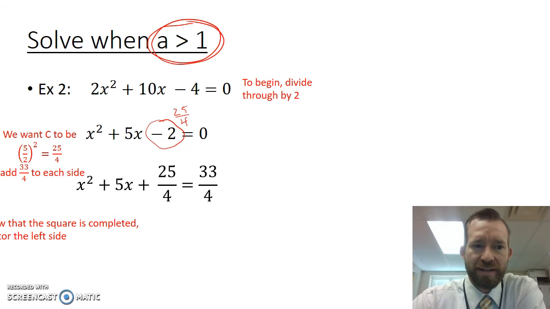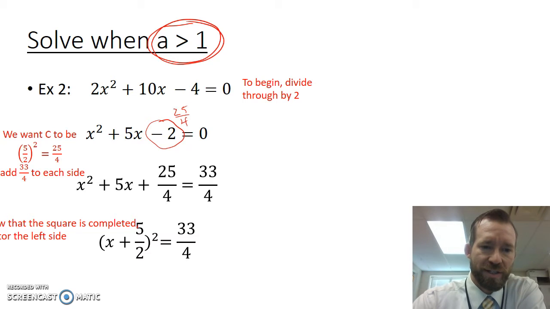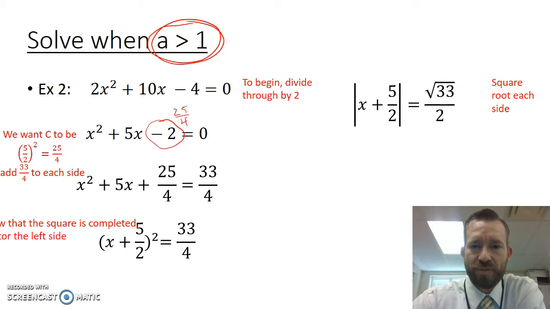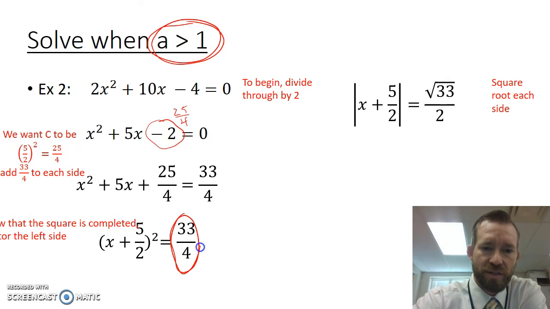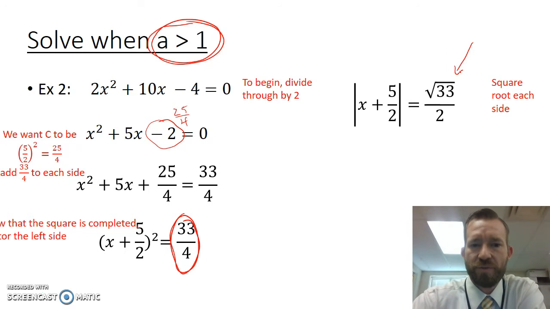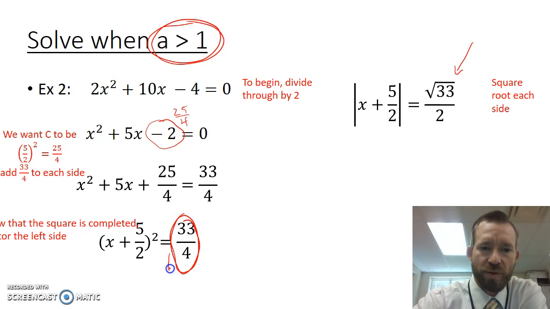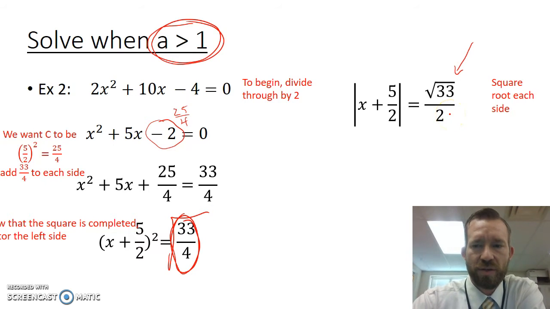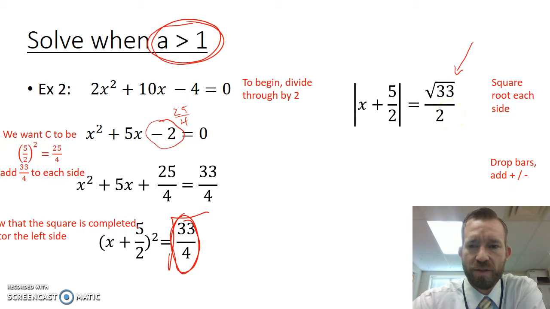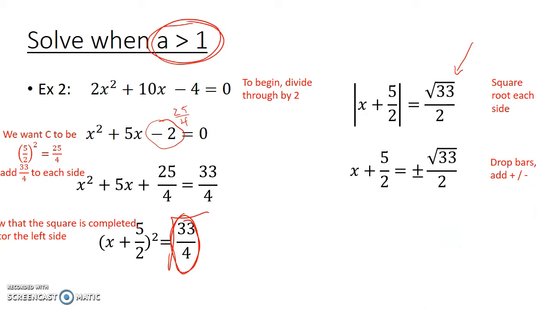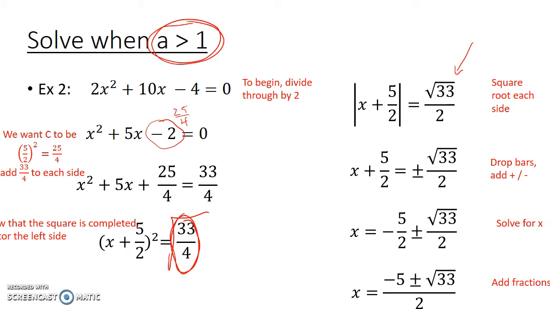So now we will go ahead and factor the left side. So we've got this b over 2, 5 over 2 in there. And then we're going to take the square root of each side. Notice that this 33 fourths changed to square root of 33 over 2, because when we took the square root of this whole thing, the square root of 4 was 2, and the square root of 33 remains. Drop the bars, add plus or minus, and continue this process to solve for x. There we go. This one's kind of challenging, but you have to deal with fractions sometimes.